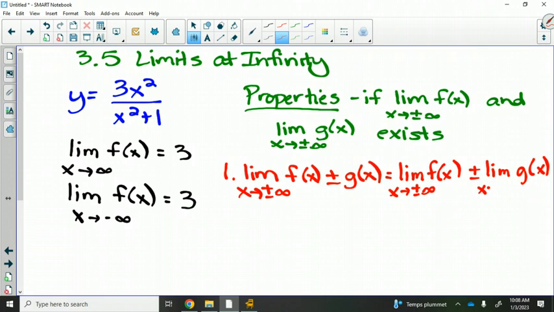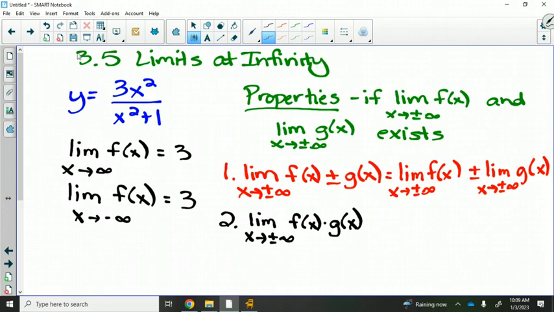Probably the most annoying thing for this whole section is the time it takes to write all the symbols. Okay, then the second one, and there are only two. The second one says this. The limit as x approaches plus or minus infinity of f of x times g of x. So two functions being multiplied. And we are allowed to just find the limit of each of them separately and multiply them together. So this was also a property back in chapter 1. We just weren't approaching infinity then.